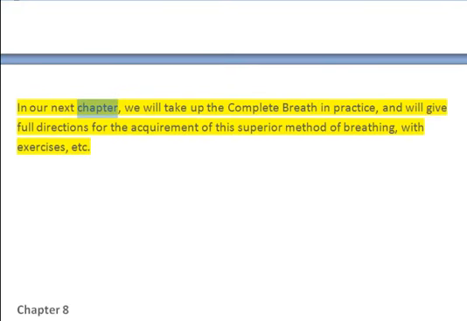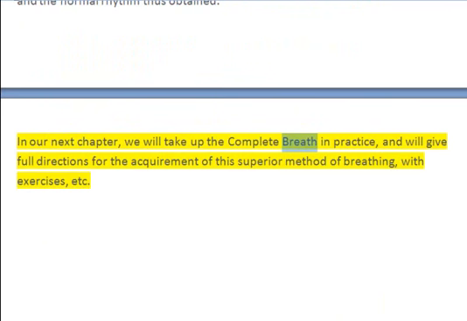In our next chapter, we will take up the complete breath in practice, and will give full directions for the acquirement of this superior method of breathing, with exercises, etc.